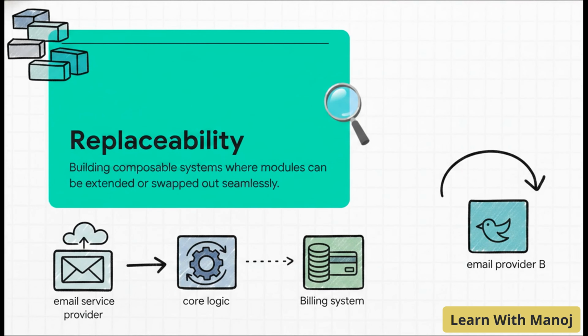Finally, we have replaceability. This means building composable systems where modules can be extended or swapped out completely seamlessly. Imagine your app relies on a specific third-party service for sending out emails. Down the line, the business decides, hey, we're switching to a different provider. Well, if your system is highly replaceable, you can swap out that single email dependency without having to rewrite your core logic or your user registration flow or your entire billing system. Modular components give you a flexible, incredibly resilient architecture.